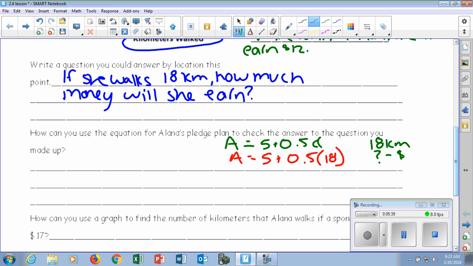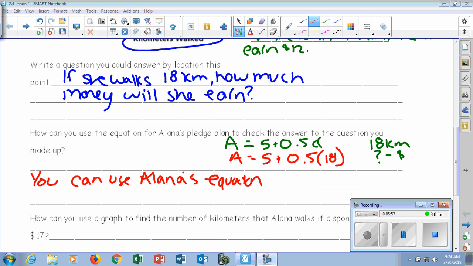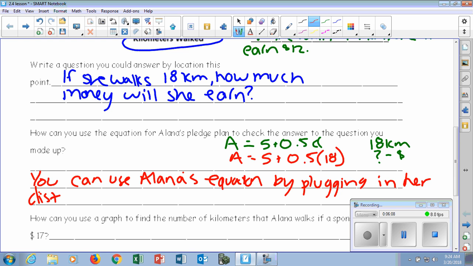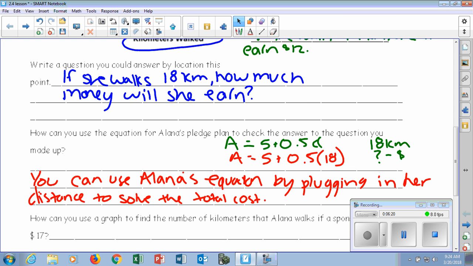We don't have to. It's just asking us, how can you do it? So you can use Elena's equation by plugging in her distance to solve the total cost. Right? That's what Philip and I were just talking about. Blake?